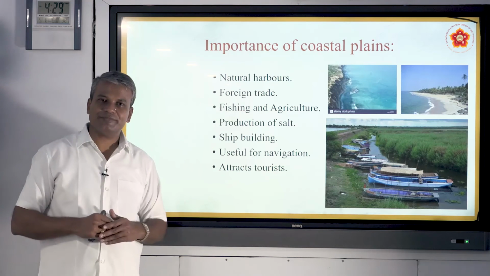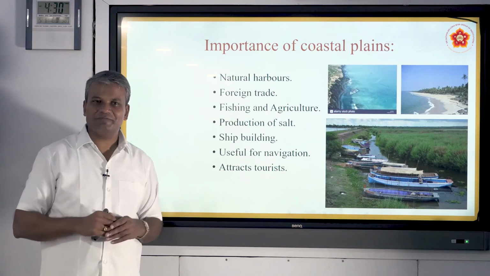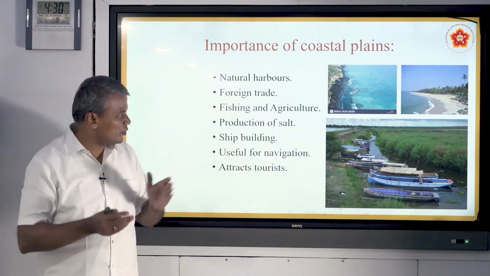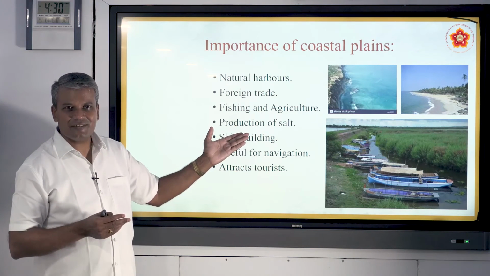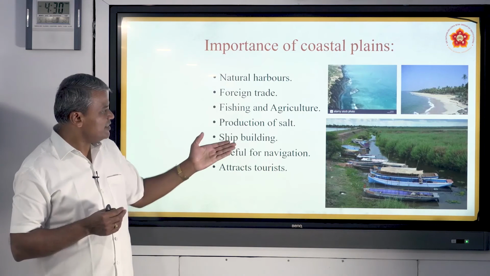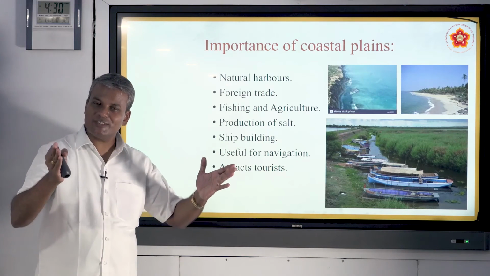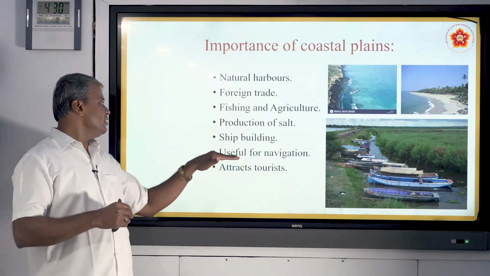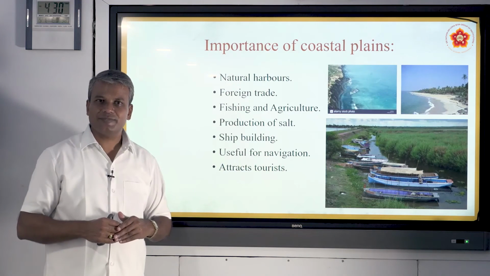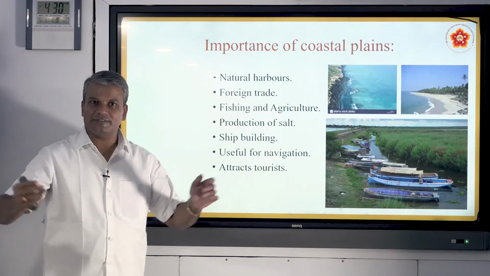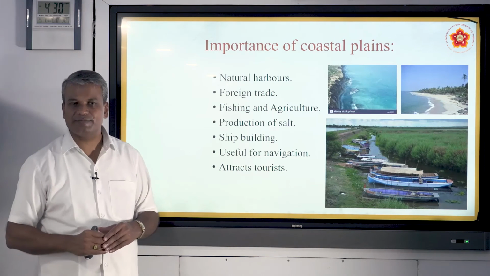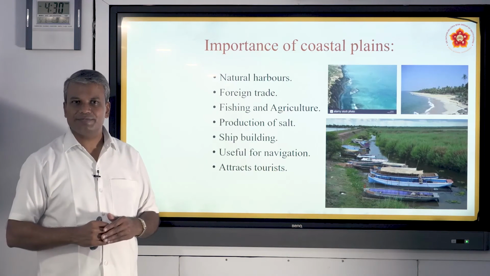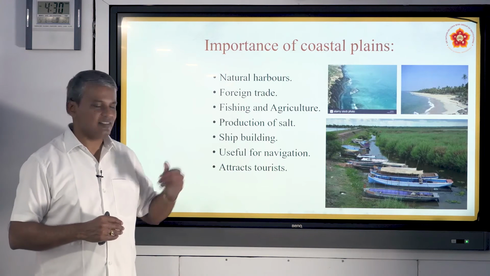Production of salt. Without salt we cannot eat food. That salt is produced by these coastal plains, rivers and oceans. And next is shipbuilding. The shipbuilding industry is also encouraged by the east coast and west coast, and they are useful for navigation. So, for transport and navigation, we can travel from one place to another and have trade by using these coastal plains.